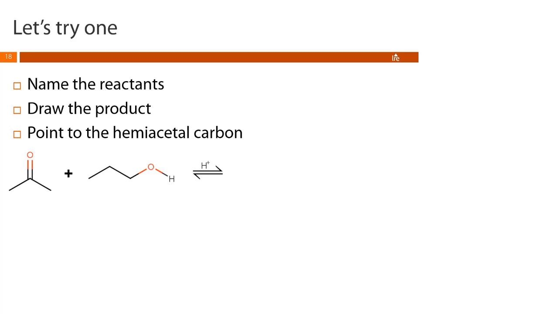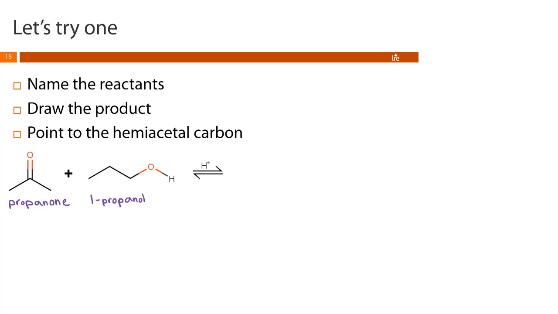Okay, so I think the best way to learn this reaction is to just jump right in, and let's try an example together. So I want you to start by pausing this video and just giving me a name for both of our reactants. Okay, so our first reactant, our carbonyl, is a ketone with 3 carbons, so that molecule is propanone. And our second reactant, a 3-carbon alcohol with the OH attached at one of the terminal carbons, is 1-propanol.